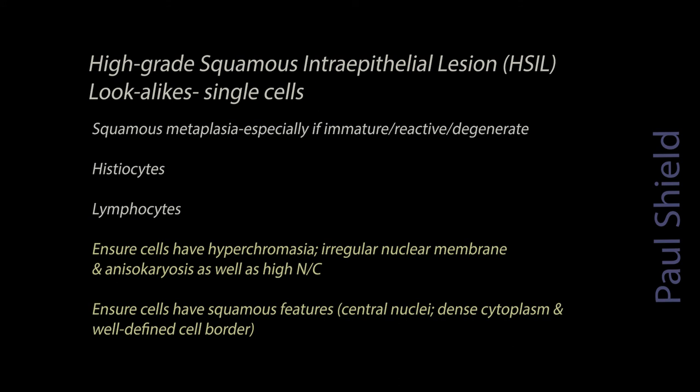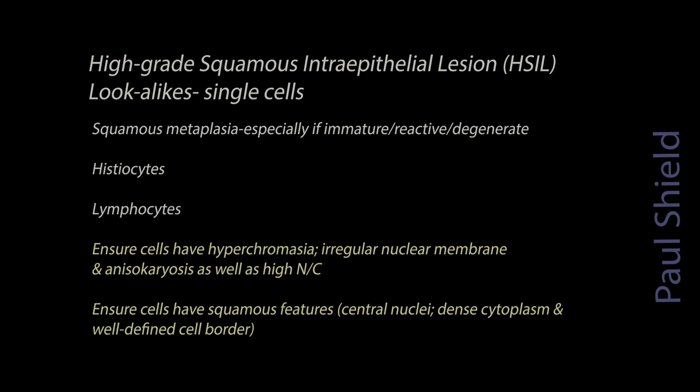Histiocytes can be tricky. Sometimes when they clump together, they should normally lie singly, but ThinPrep clumps them together a bit sometimes, so look for the absence of squamous features. Same thing can happen with lymphocytes, which in a conventional smear would be very isolated, so single cells, but can clump quite a bit in ThinPreps.